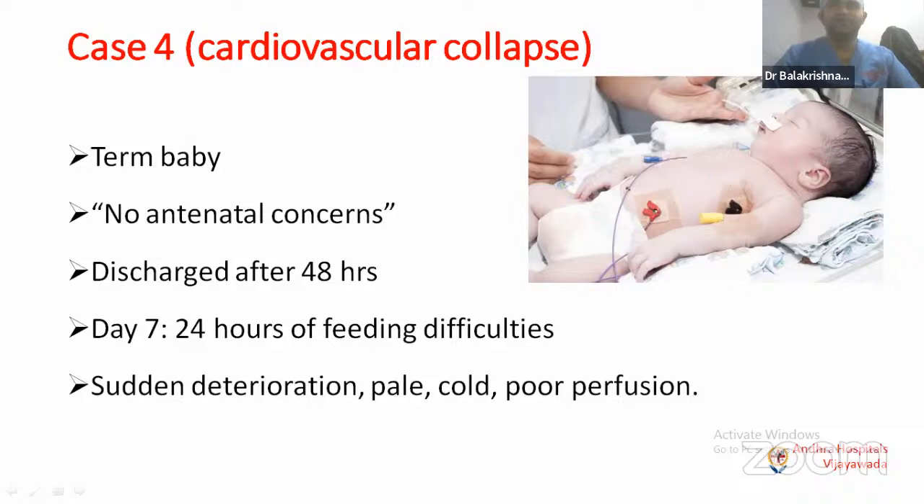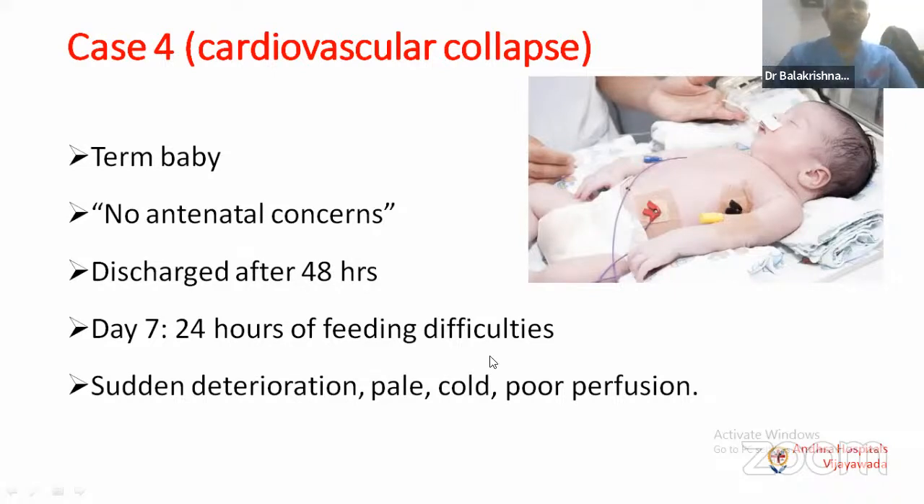So the child was well, a normal child, discharged home, 1 day of feeding difficulties, and then sudden deterioration. What will be your initial differential diagnosis when you see such a child in the ER? Cardiac, duct dependent circulation was lost. Why do you think duct dependent circulation? On day 3 the PDA closes. Okay, duct dependent cyanotic heart disease can be one possibility.